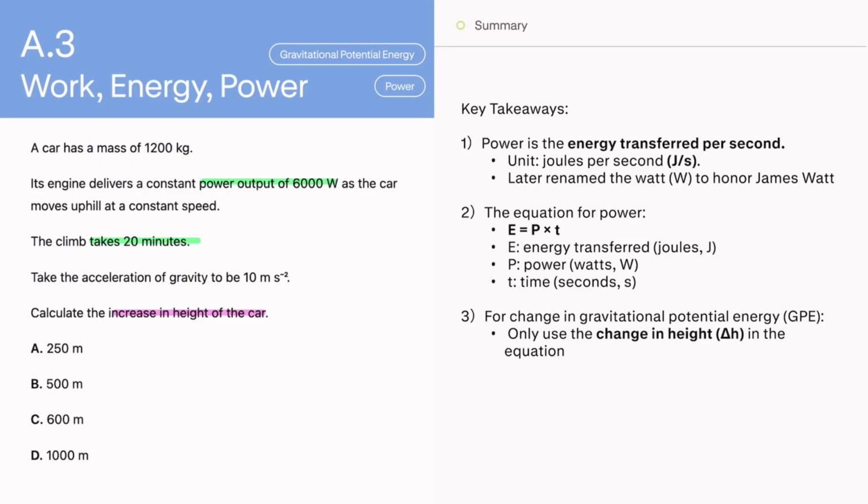Second, the equation for power is energy equals power times time. The unit for time is seconds. Third, for the calculation of change in GPE, only plug in change in height into the equation. Never use the absolute height.